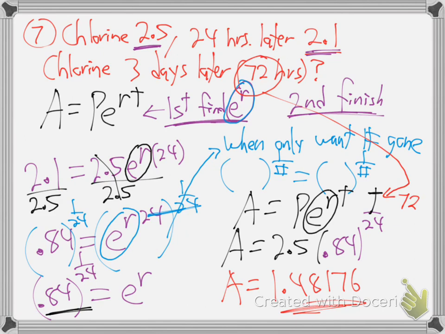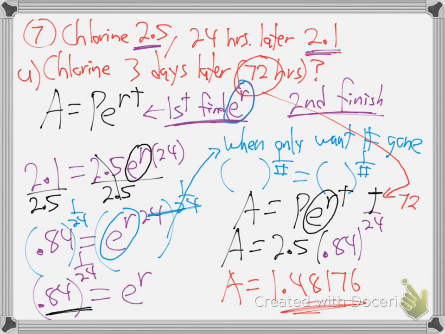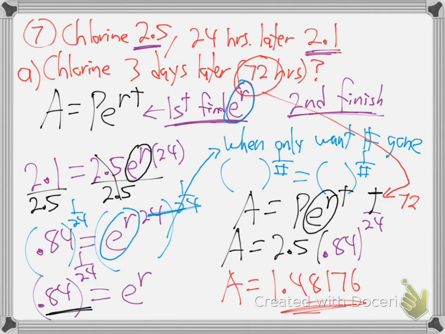Is that good? Questions on that one? All right, they're going to ask me one more question. It's kind of like part A, and then part B, they're going to say, when will the chlorine level be 1.0? That's when they need to shock the pool again. How long till the chlorine level is 1.0?